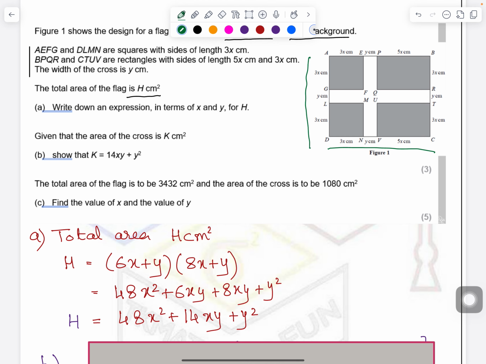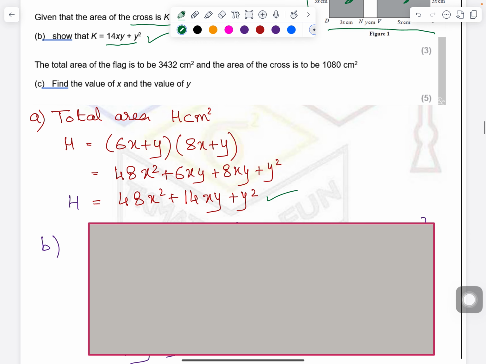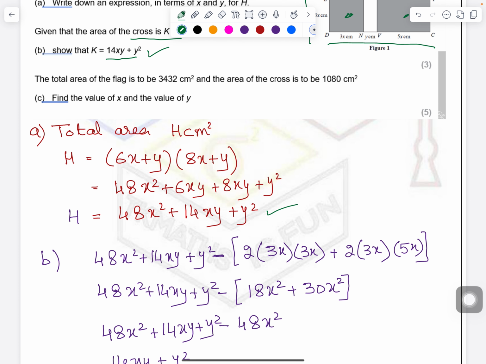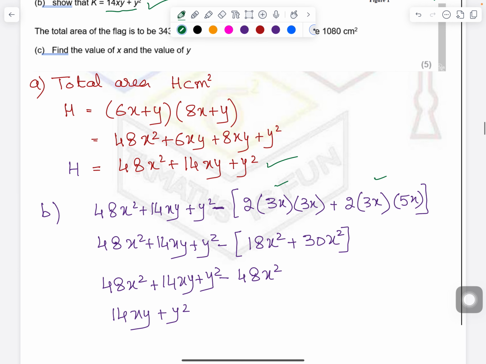The second part of the question is about the cross. The cross is represented by K, and you have to show that this is the cross. Of course if this is your total area, from this area, if I subtract these two squares and two rectangle areas, I will get this part. So let's see if you have done the same here. These are two squares and these are two rectangles. So I'm adding them up and subtracting from the total area, and I got 14xy plus y squared. So this was a proof part.